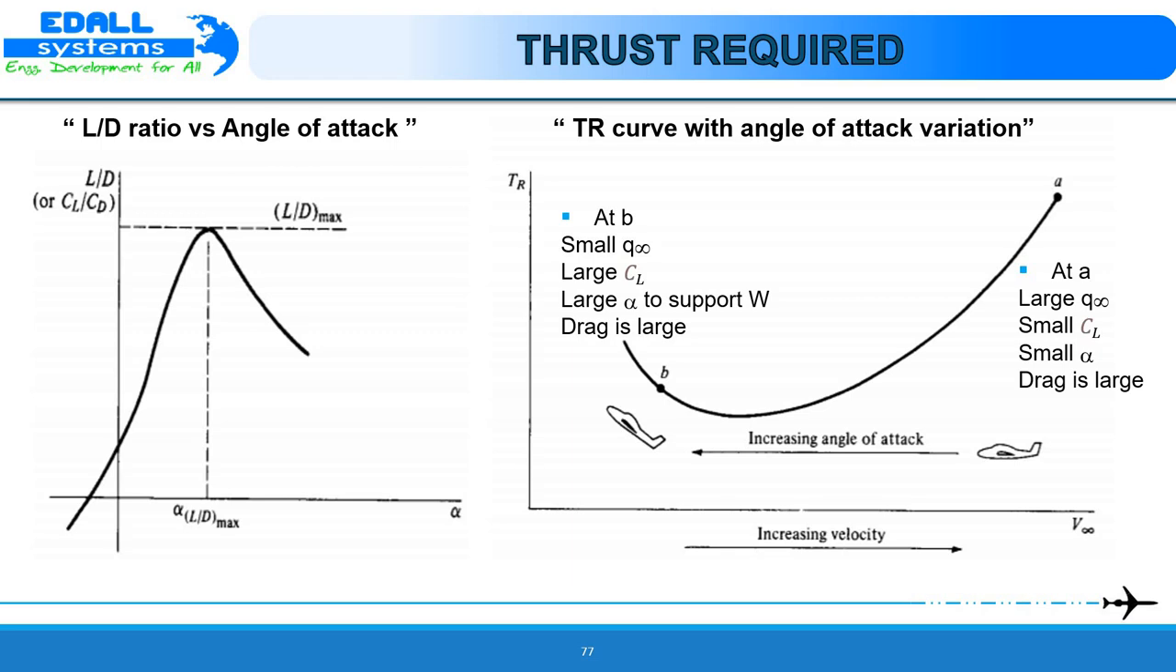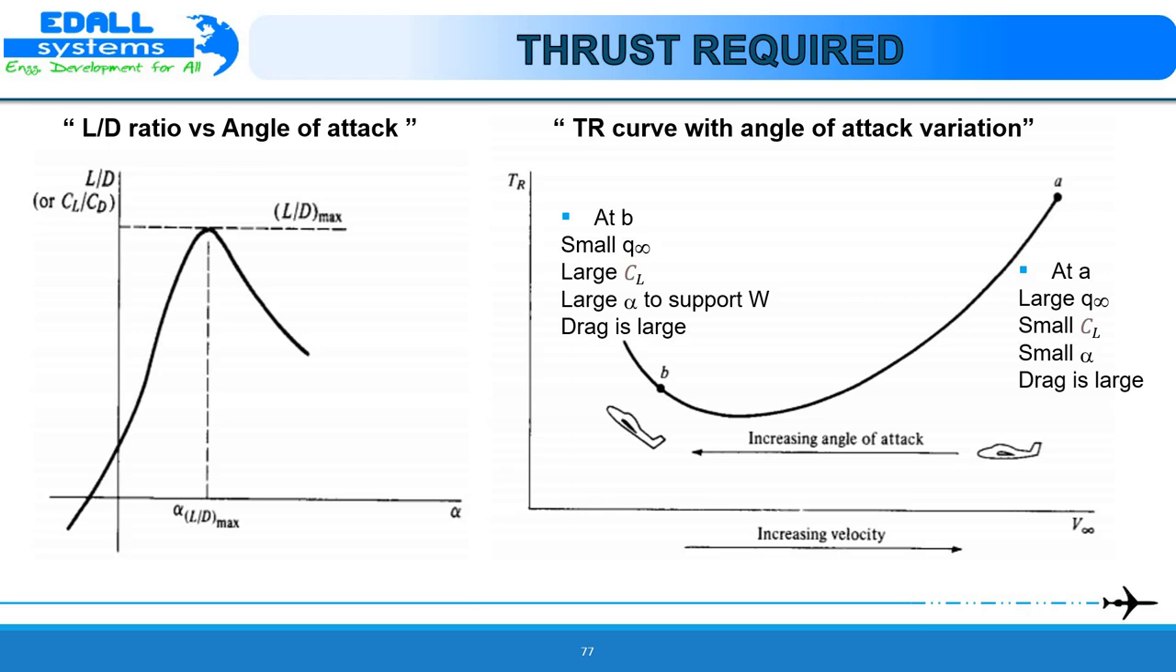At high velocities, that is point A, most of the required lift is obtained from high dynamic pressure Q infinity, hence coefficient of lift and angle of attack are small. Also under the same conditions, the drag, which is equal to Q infinity S CD, is relatively large because Q infinity is large. As we move to the left on the thrust required curve, the dynamic pressure Q infinity decreases, hence the coefficient of lift, and therefore the angle of attack, must increase to support the given aeroplane weight. Because dynamic pressure Q infinity decreases, D and the thrust required initially decrease.